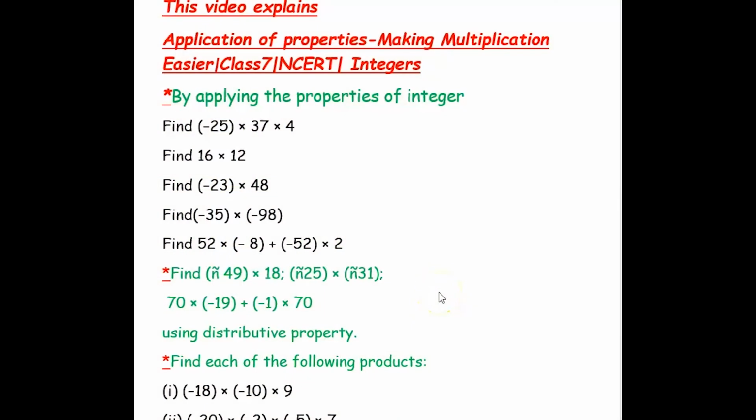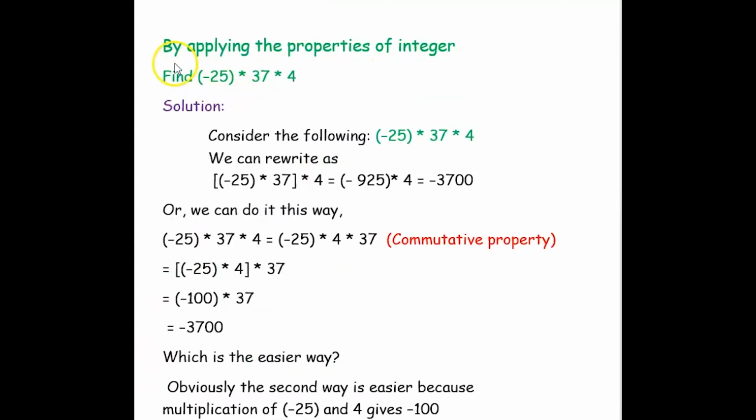In this video, we are going to see a few examples on application of various properties of integers to make the given multiplication problem easier. Let's go with the first question. By applying the properties of integers, find negative 25 into 37 into 4.